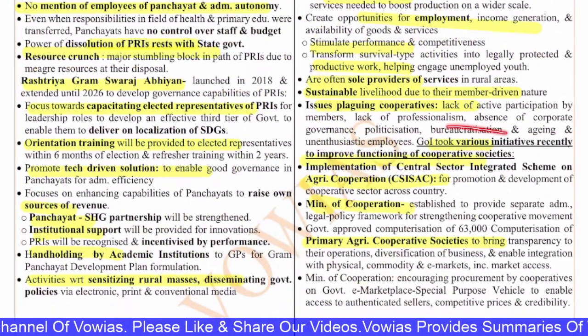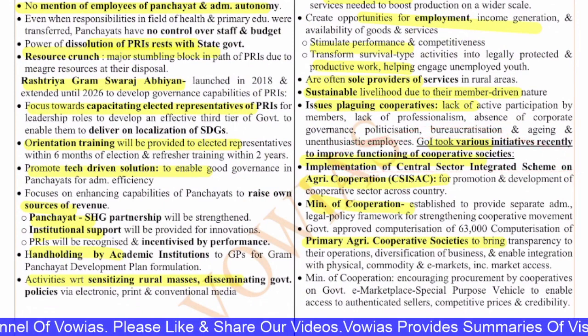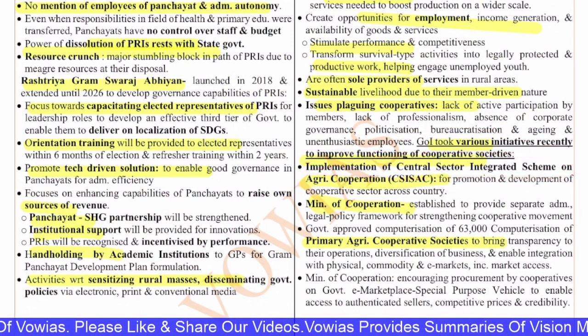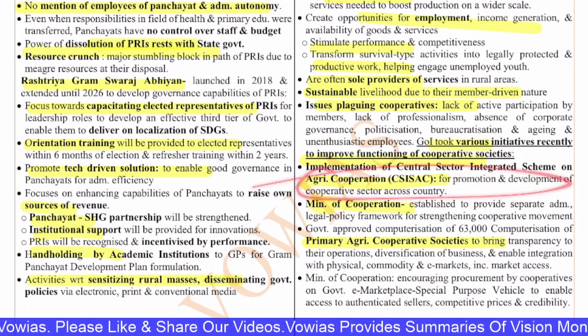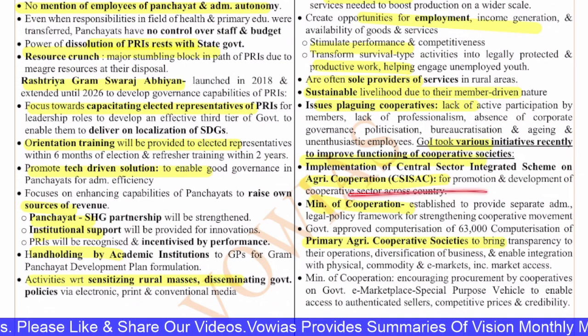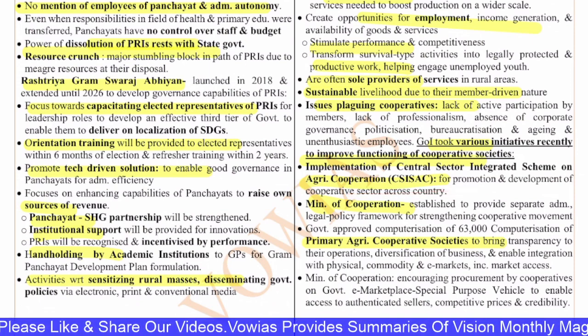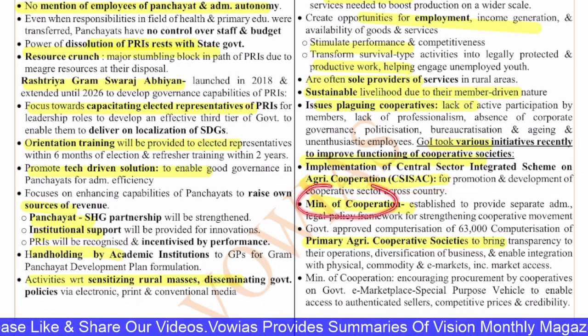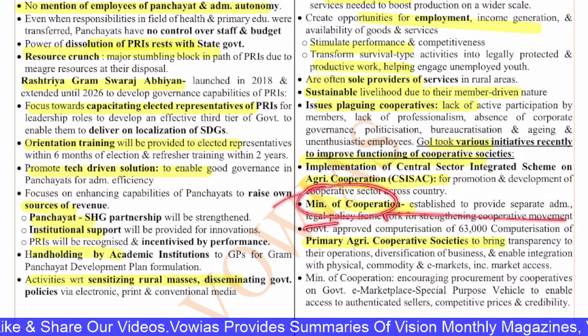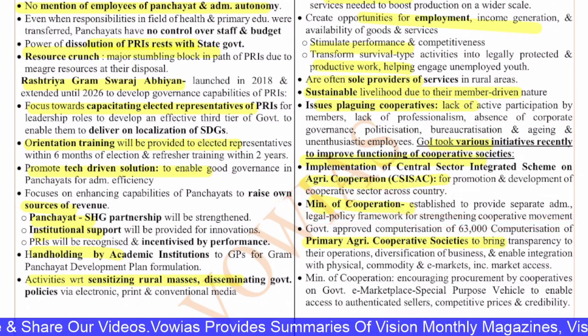societies. The various initiatives, if you see: the implementation of the Central Sector Integrated Scheme on Agri Cooperation for promotion and development of the cooperative sector across the country. Next, the Ministry of Cooperation was established to provide a separate administrative and legal framework, and this will strengthen the cooperative movement.